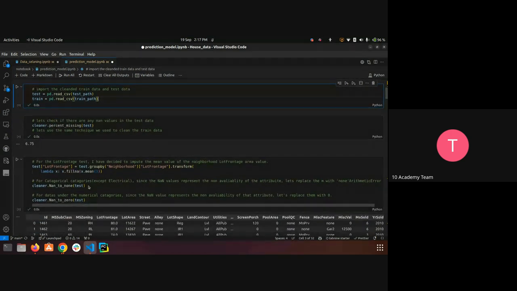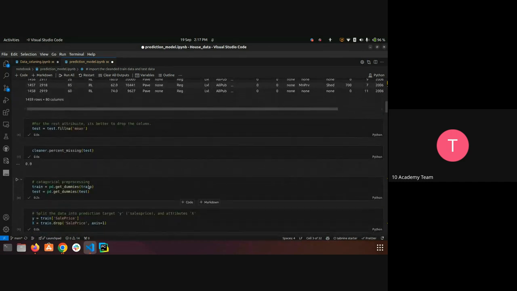Please don't forget, whatever cleaning strategy you use on the train data, you need to apply to the test data set as well. The cleaning strategy that you used for train, you should apply for test.